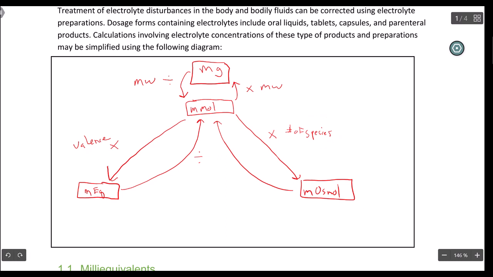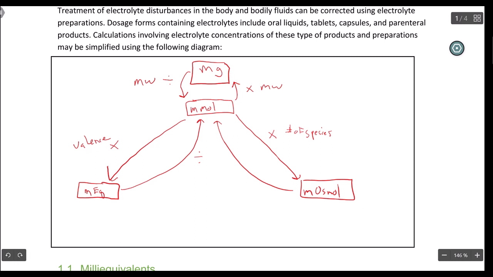So here's how it works. If you want to go from milligrams to MEQs, you take the milligrams, you divide by molecular weight, and you get millimoles. Then you take the valence, you multiply, and now you're over in MEQs. If you want to go from, let's say, milliosmoles to milligrams, I take milliosmoles, I divide by the number of species, I have millimoles. I multiply by molecular weight, and I've got milligrams.